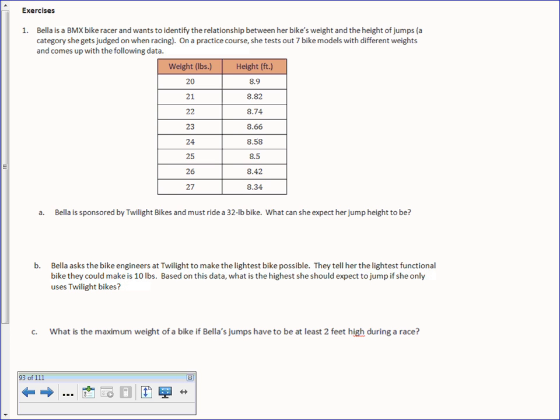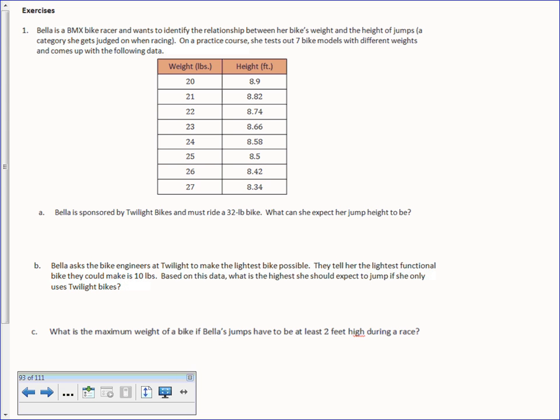Okay, Bella is a BMX bike racer and wants to identify the relationship between her bike's weight and the height of jumps, a category she gets judged on when she races. She tests out 7 bicycles. So again, just count 1, 2, 3, 4, 5, 6, I guess we have 8 pieces of information here, and comes up with the following data.